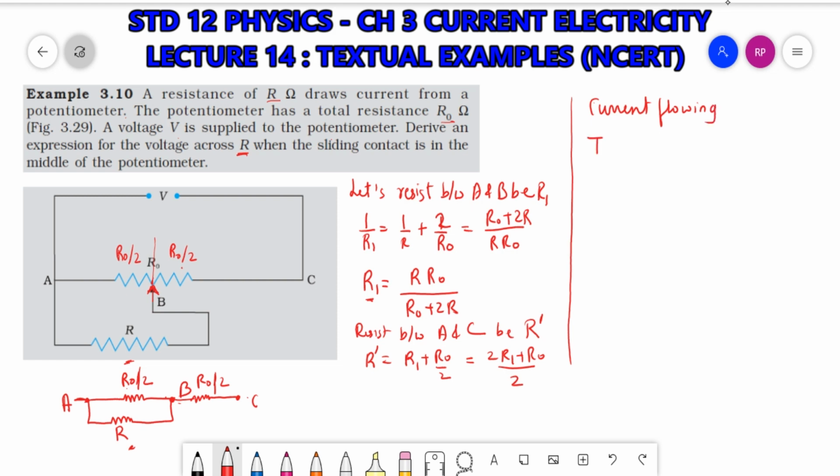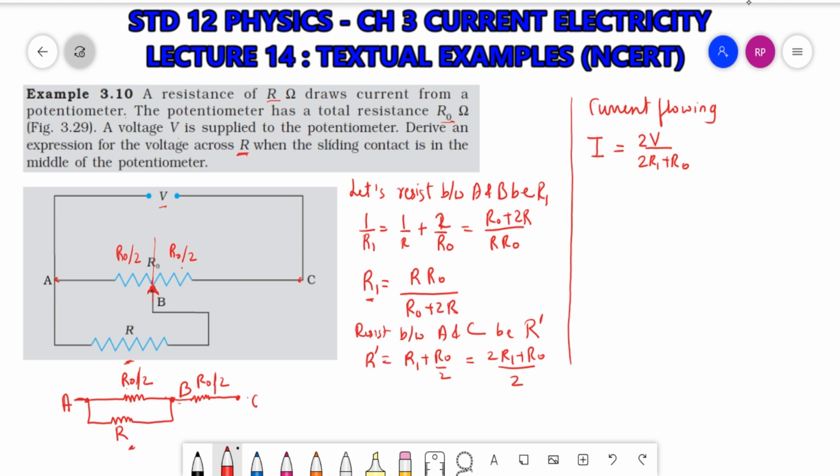Okay. So the current flowing, I is equal to V by R. So what is the EMF or potential? V upon the total resistance between A and C, which we found: R1 plus R0 by 2. So I will be V upon R1 plus R0 upon 2. This is the current flowing in the potentiometer.